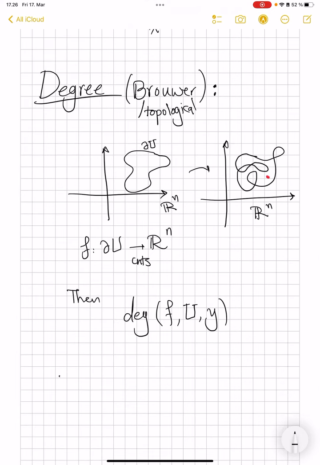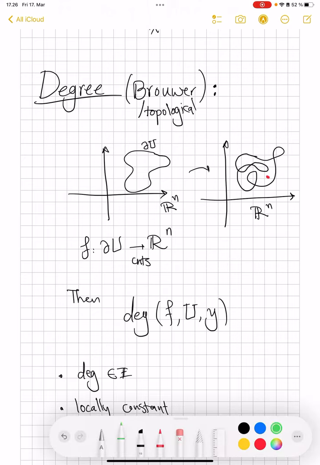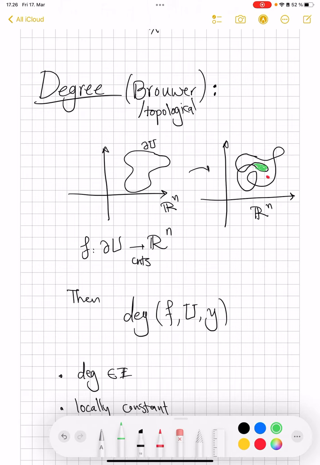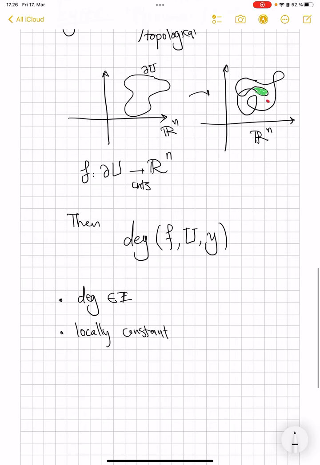With amazing properties. For example, this degree is always an integer. If you are completely away from the set, it's 0. It's locally constant. So if you are just in the same component, the degree will be the same for all the points there. So it really is not defined on y, but rather on the component. So everything in this green part will have the same degree, no matter what.